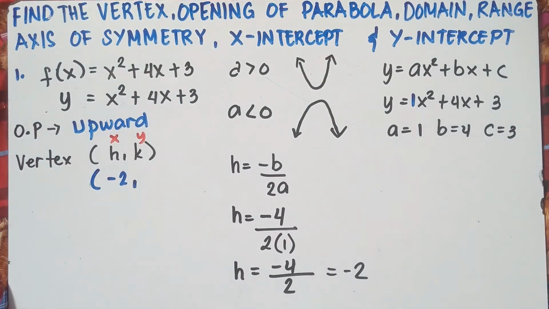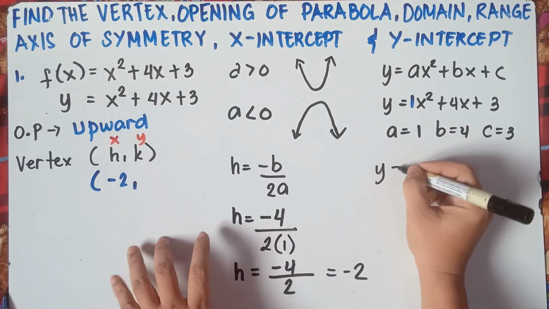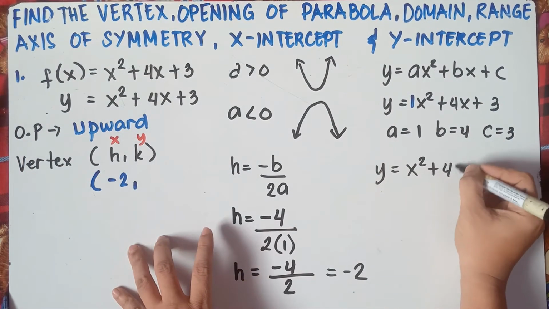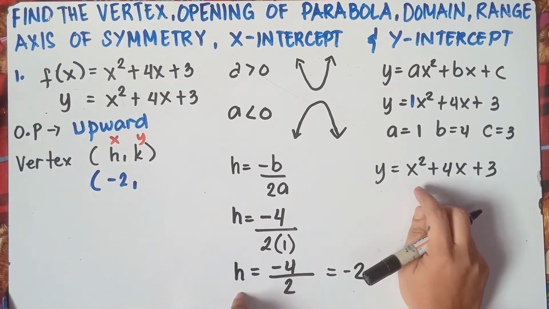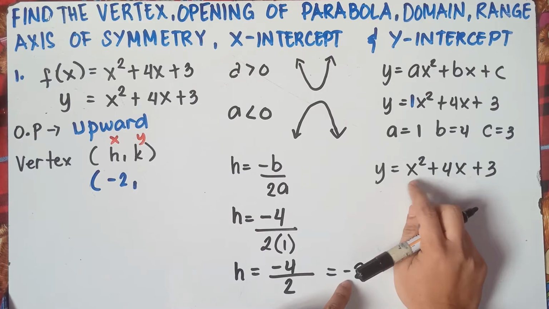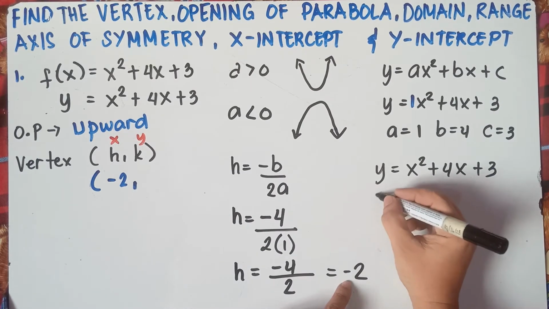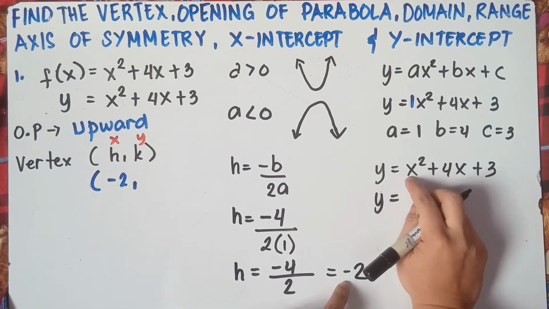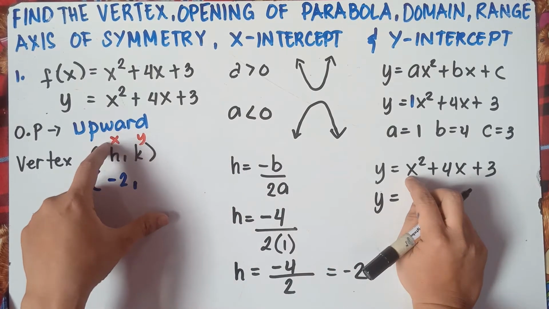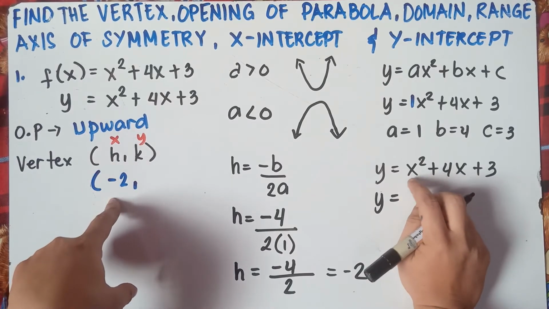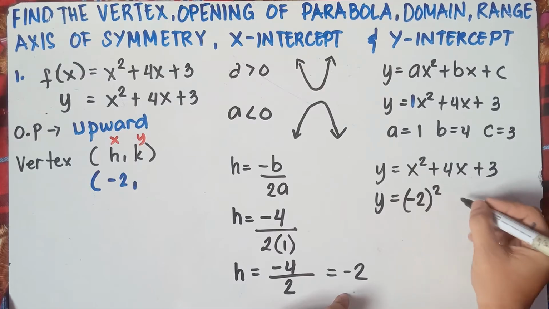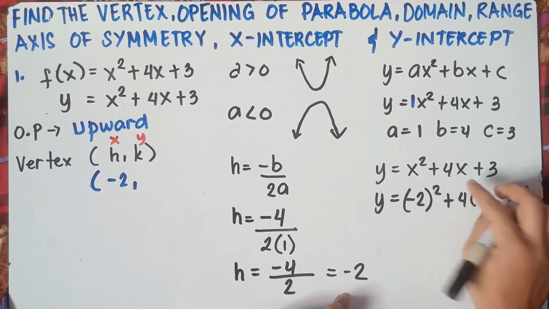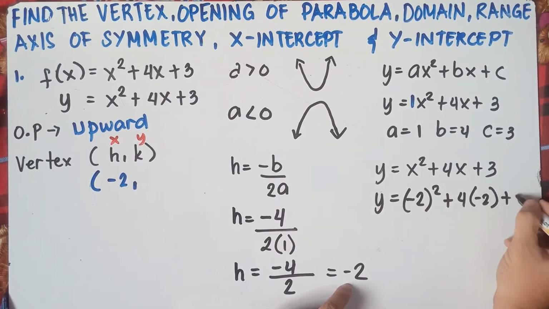Okay, let me explain that. Let me copy this equation: y equals x squared plus 4x plus 3. To find k, you can use this h, negative 2. Substitute this negative 2 for x, then you can find y. So y equals, x is negative 2 because x is equal to h, and h is negative 2. So just change this x into negative 2: negative 2 squared, plus 4 times negative 2, plus 3.